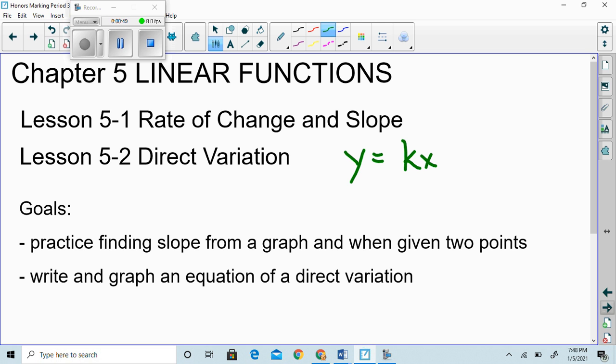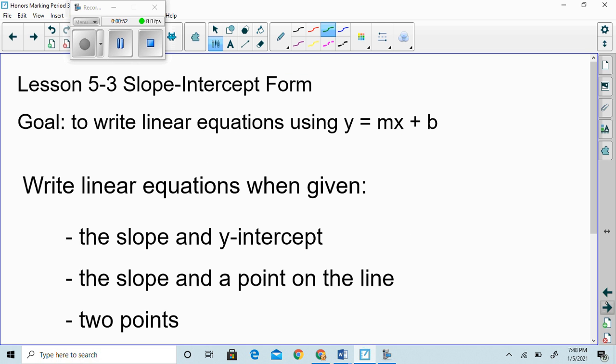So on to lesson 5.3 today. In lesson 5.3, we're going to investigate the slope-intercept form of a line, y is equal to mx plus b. We're going to write linear equations given different information. We're going to start off with being given the slope and the y-intercept, which are the two key elements of a slope-intercept form of a line. We're then going to practice writing the equation when given the slope and a point on the line. And lastly, given 2 points.